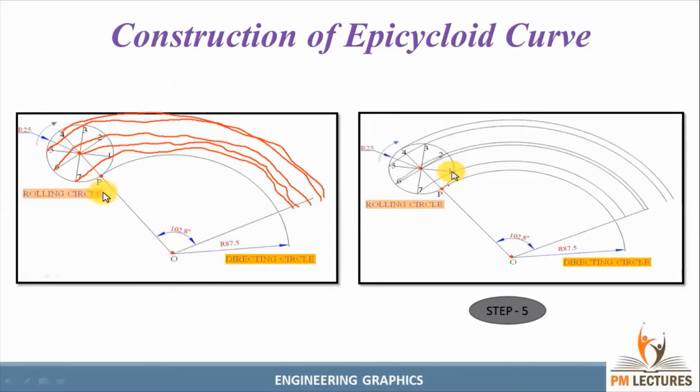So see here, guys, we can see all the arcs. From the point P, we already made an arc, and from the point 7, it will cross over the first point, and from the 6th point, it will cross over the 2nd point. From the 5th point, it will cross over the 3rd point, and also from the 4th point. Finally, from the center of this small circle, we also need to make another arc.